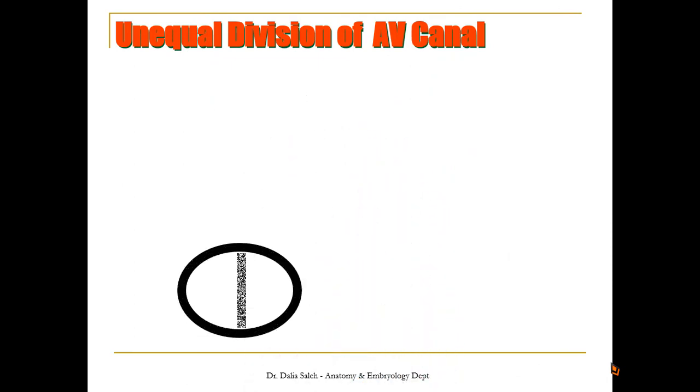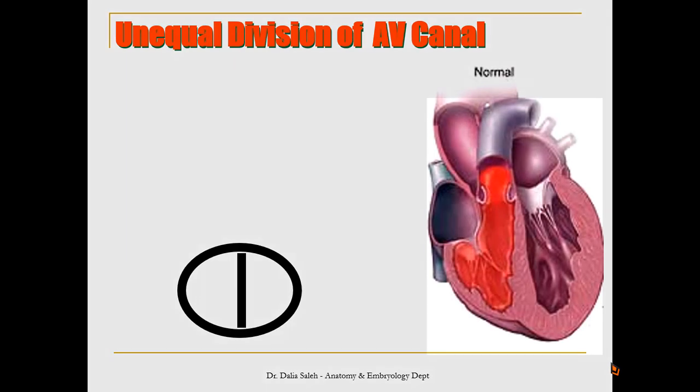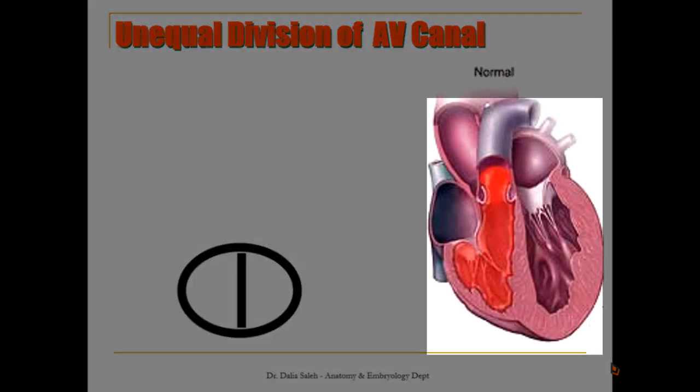Again, this is the AV canal and this is the septum intermedium. And in this picture, you can see the right ventricle during systole. The blood is pushed from the right ventricle to the pulmonary trunk, and there is closure of the tricuspid valve, and there is no regurgitation of the blood back to the right atrium.